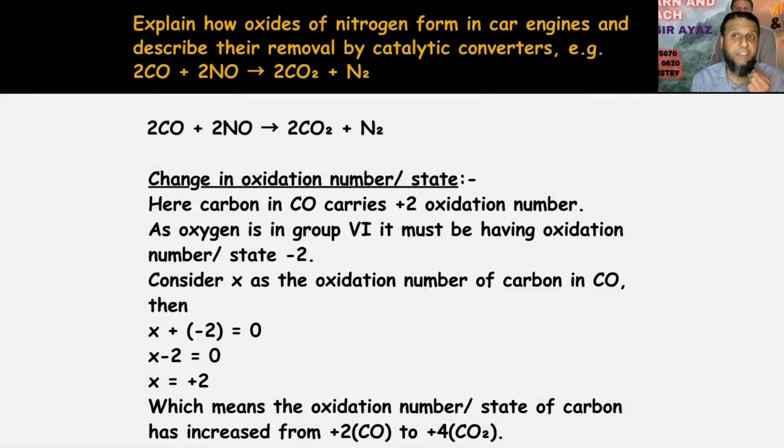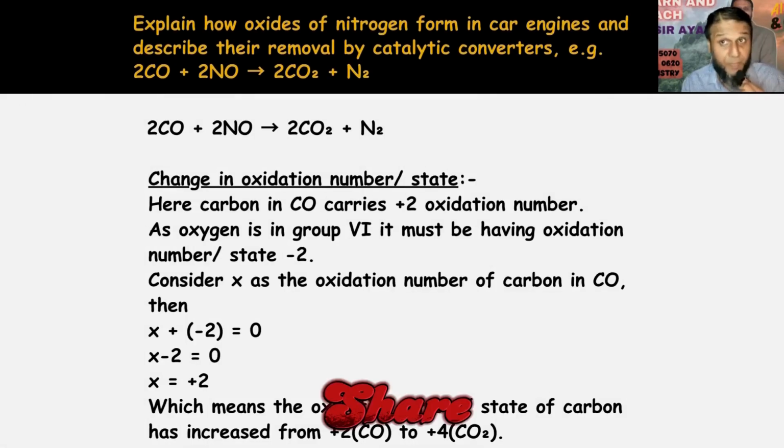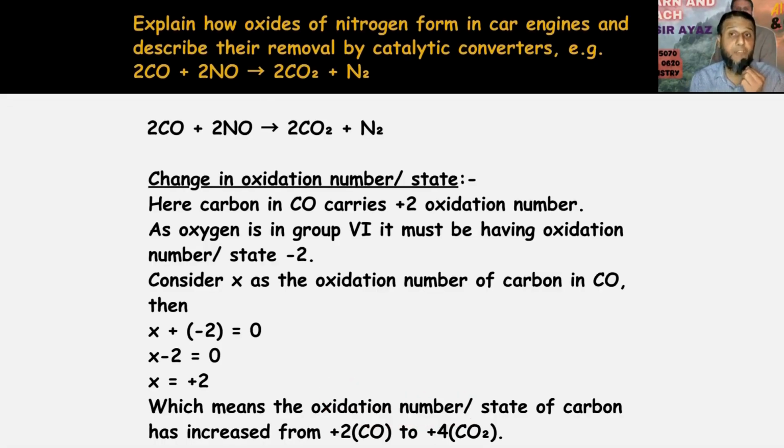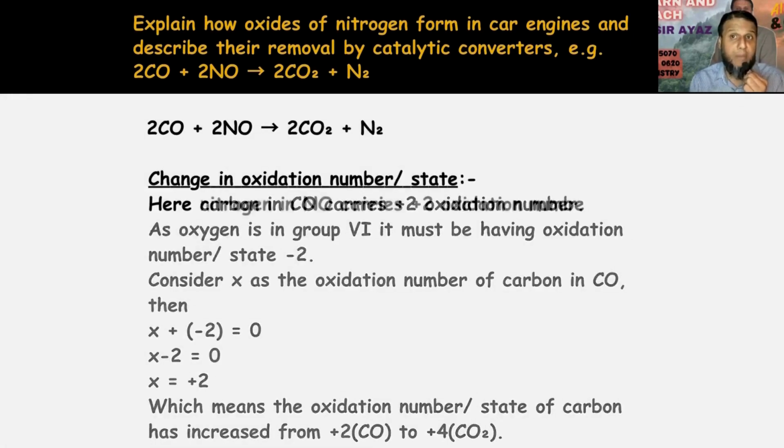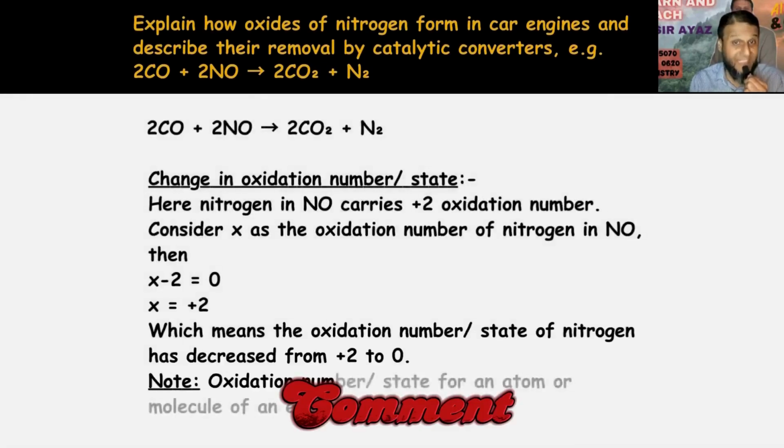And its valency, I'm talking about the valency of oxygen, will be its oxidation number, that is -2. This will be the oxidation number of oxygen. Therefore, carbon must be carrying +2 as its oxidation number. So for carbon, the oxidation number increases from +2 to +4.